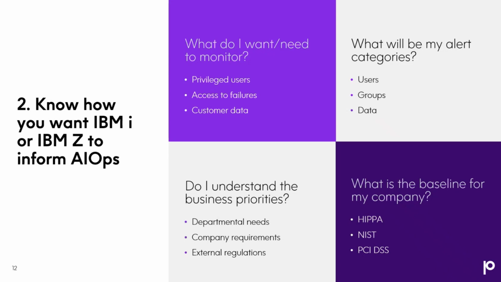And then also just asking, we know we live in a complex world. We know we want to get out of that complexity. We know AI is going to help us, but also at the same time, what's the baseline for your company? Is it a regulation like HIPAA? Is it the Payment Card Industry Data Security Standard? What is that baseline for success for your organization? And that is also a really great place to start.